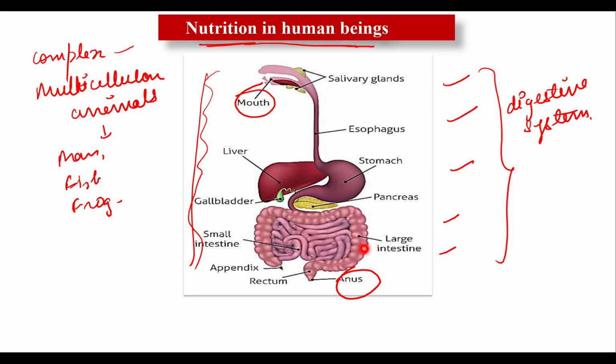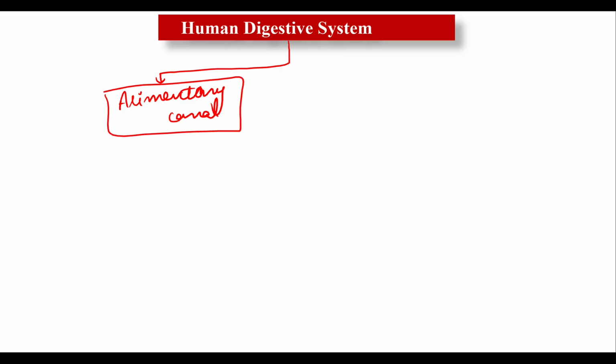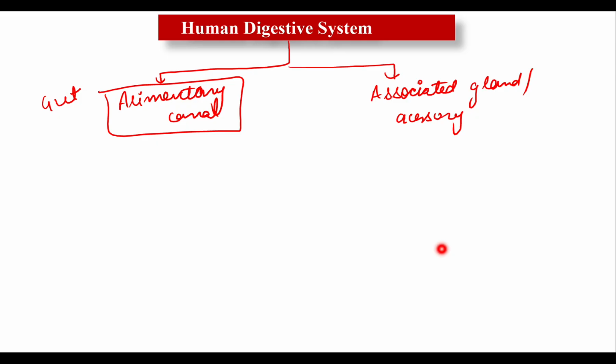So let us now study nutrition in human beings, that is, let us discuss the human digestive system. Clear? The human digestive system consists of the alimentary canal, which is also known as the gut, as well as some associated glands. You can call it an associated gland or an accessory gland. Accessory gland means a helping gland.